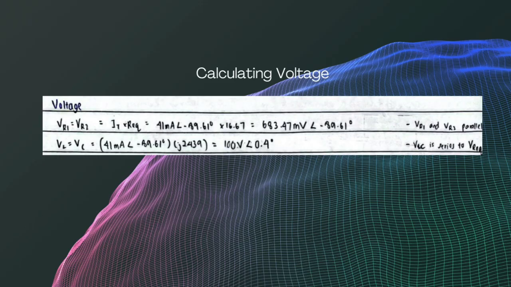Now that we have the mesh currents for each loop, we can calculate the voltage across each component using Ohm's law. For resistive components, we use V equal to IR, and for reactive components like inductors and capacitors, we use V equal to IZ, where Z is impedance. Let's calculate the voltage across R1 and R2.